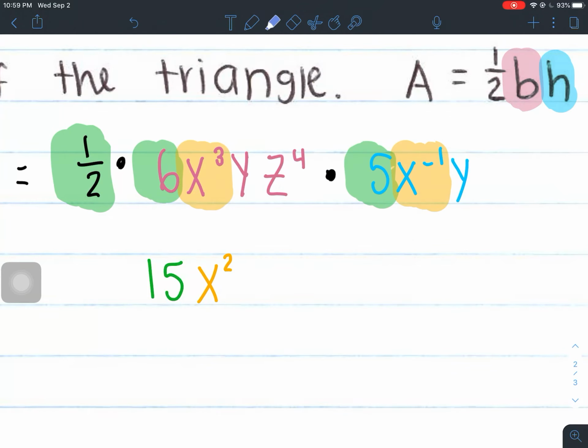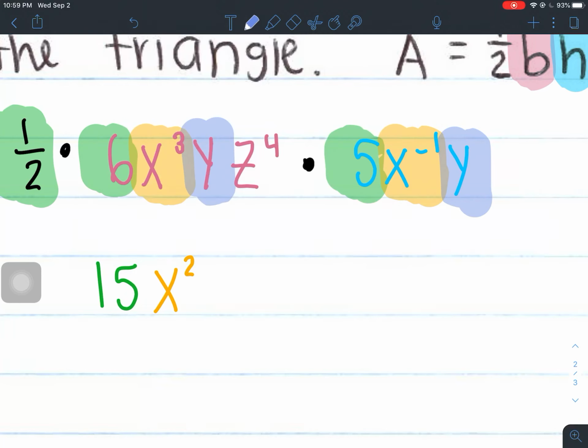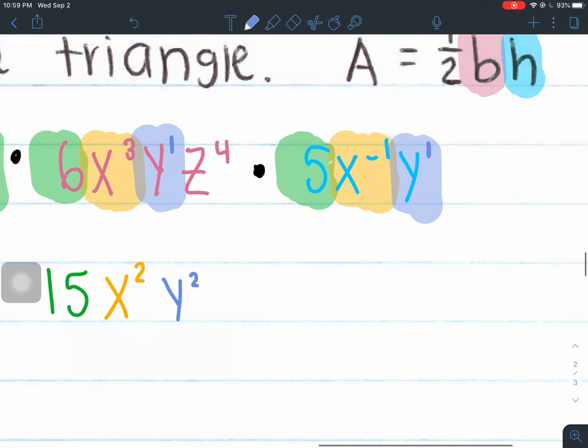Then you're looking, do I have any more like bases? Yes. We have the y here and the y here as well. I want to go ahead and combine those. Well, what's the exponent on each of these y's because it's not there? The exponent on both of these is a 1. So then I have a y to the first times y to the first. So y times y, that's going to be y squared. I would add those exponents. 1 plus 1 is going to give me 2. Okay, I would not multiply because there's 2 of them there.